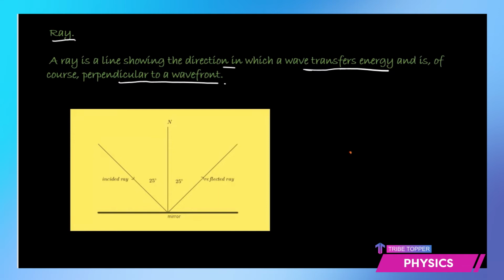As you can see here, we have an incident ray. That's a single line which gives us the direction in which the wave is going to transfer its energy. From the mirror, it gets reflected. You have a reflected ray. And if you have to draw the wavefronts, you just have to draw lines perpendicular to these. These will be the wavefronts. So if in a question they ask you to draw the reflected wavefronts or the refracted wavefronts, how are you going to draw them?